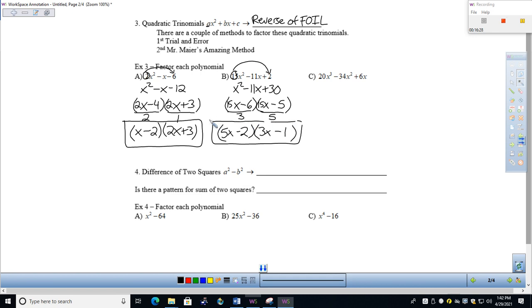And as I said, if you're ever unsure, just multiply it back out. And you should get it. If you do, then you know you did it right.